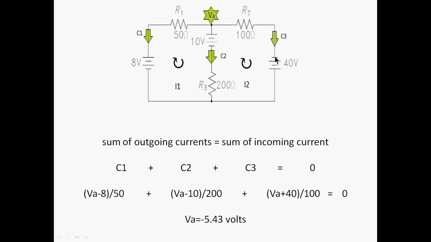So VA, here we are going from negative to positive, hence there is a gain in potential, so VA plus 50 divided by the resistance 100. So now we have the equation VA minus 8 divided by 50 plus VA minus 10 divided by 200 plus VA plus 40 divided by 100 equal to 0. On solving this above equation, we get VA as minus 5.43 volts. Now since we know VA, we will now come to know C1, C2 as well as C3. Hence I1 and I2 can be found out subsequently.